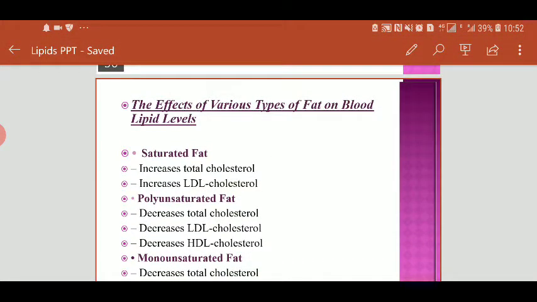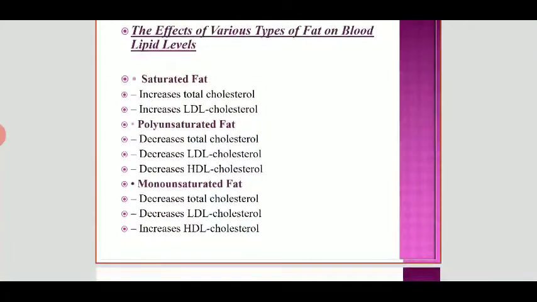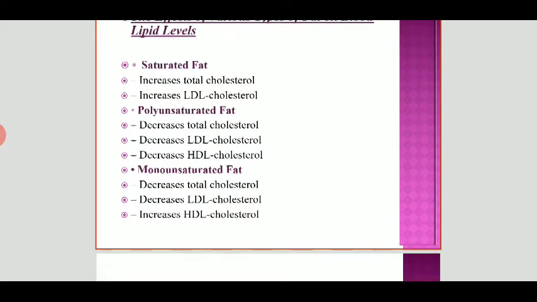Now, the effect of various types of fat on blood lipid levels. When we talk about saturated fat, it increases total cholesterol level and increases low density lipoprotein cholesterol level. When we talk about polyunsaturated fat, it decreases total cholesterol level, decreases LDL cholesterol level, and increases HDL cholesterol level.